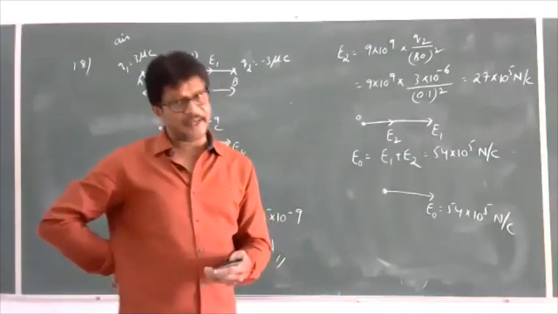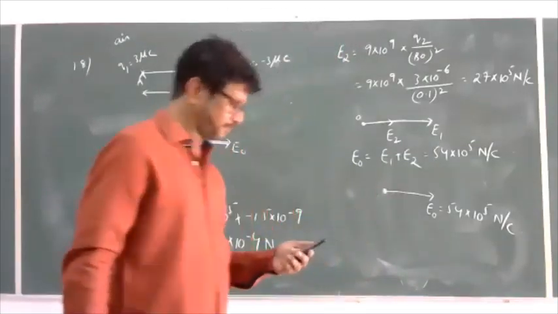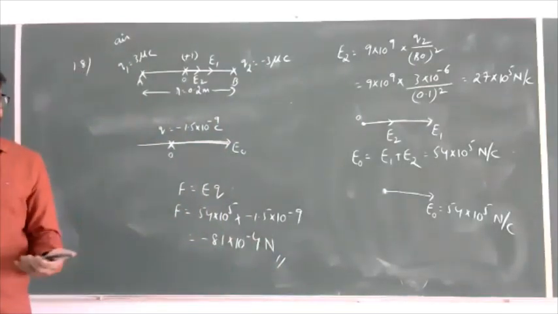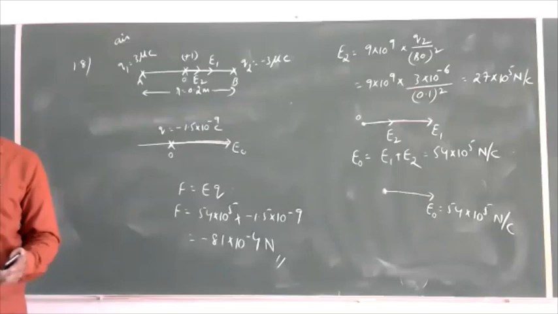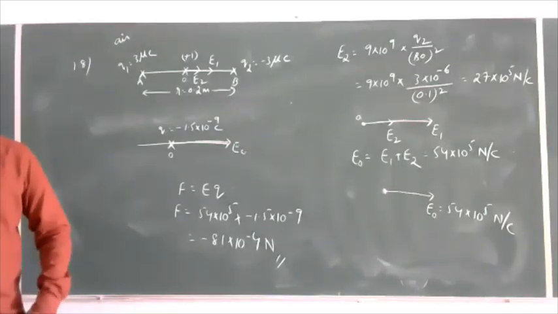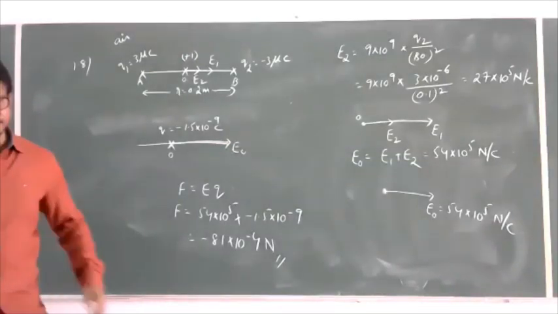Next, 1.9. Okay, so the remaining problems we will finish off by Monday. Tuesday onwards, we'll go with a continuous lesson, that is electric potential. Thank you.